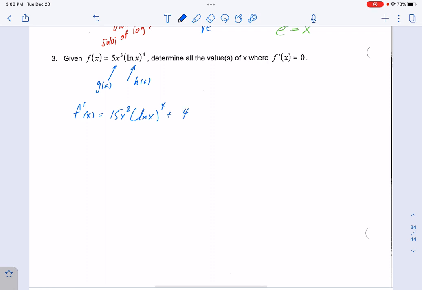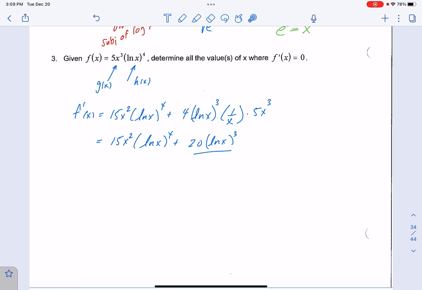So it's 15x squared ln x to the 4 plus 4 ln x all to the 3 times the derivative of ln x, which is 1 over x, times the first, which is 5x cubed. So then we're going to put some things together. I'm going to get 15x squared ln x to the 4 plus 20 ln x to the 3, and it's all over top of x.